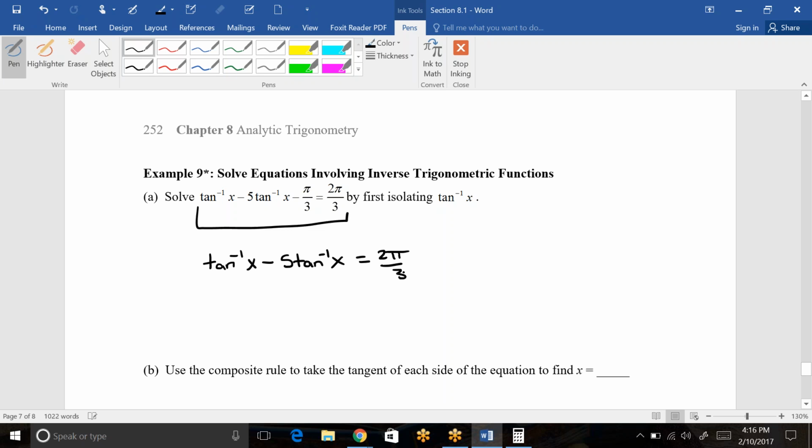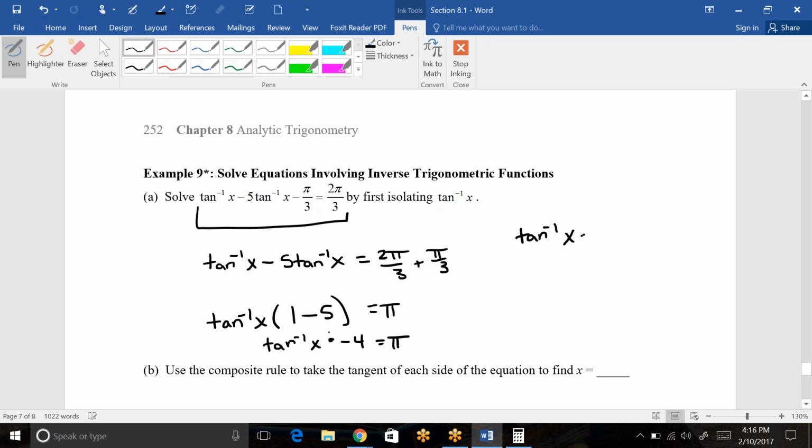So I have 2 pi over 3 plus pi over 3. On this side, that's going to be 3 pi over 3, which is just pi. Over here, notice they both have tan inverse. You can pull that out, tan inverse of x. That would leave you, or you could combine them as like terms too. That's another way of thinking of it. That would leave you with 1 minus 5 in this parentheses, which is -4. So tan inverse of x times -4 equals pi. And if we wanted to get that by itself, we would divide over the -4. So negative pi over 4.